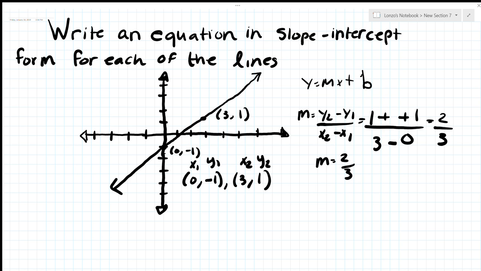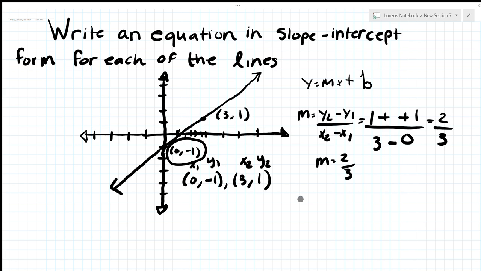You just simply use this formula, y equals mx plus b, and then you pick a point. It doesn't matter which one. It could be this one, this one. I'm just going to use this one because there's a 0. So we know 0 is our x, and then -1 is our y. So put it in this equation.